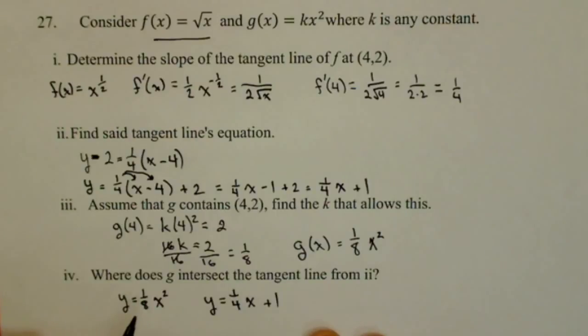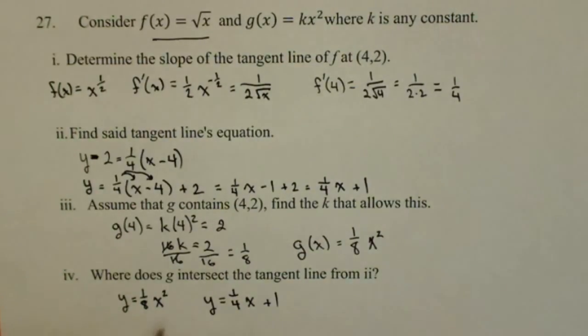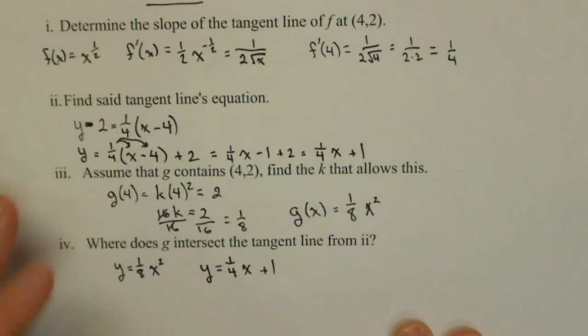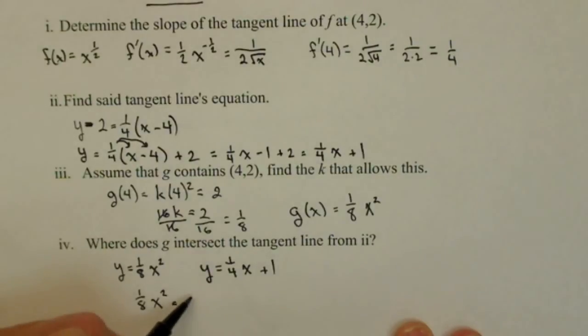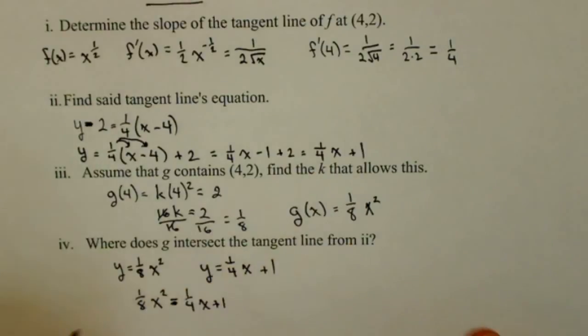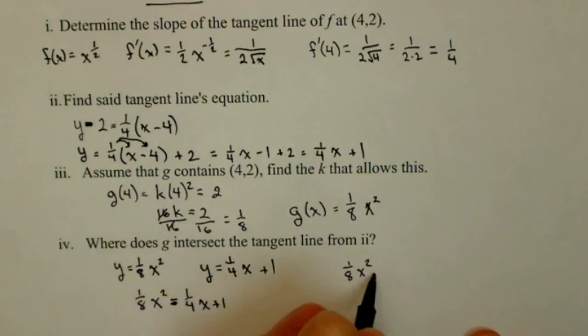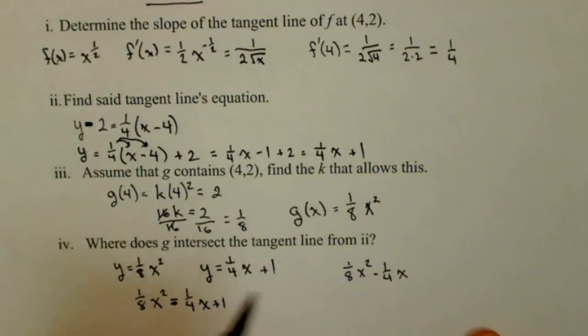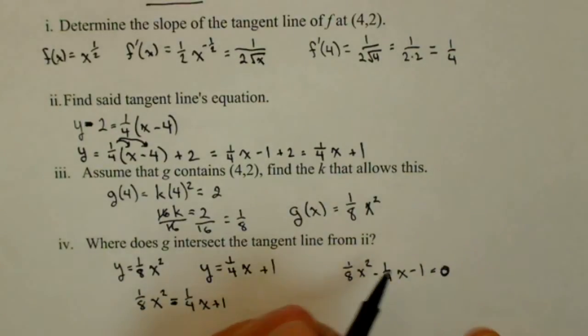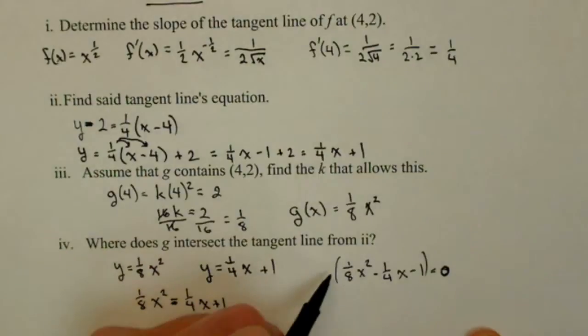A couple different ways we could go about solving this. One of them is we could set them equal to each other and see what happens. So we're going to have 1/8 x squared equals 1/4 x plus 1. And because we're dealing with a quadratic, we're going to need to get this equal to 0. So I'll have 1/8 x squared minus 1/4 x minus 1 equals 0. And instead of dealing with all those fractions, I'm going to multiply everything by 8.